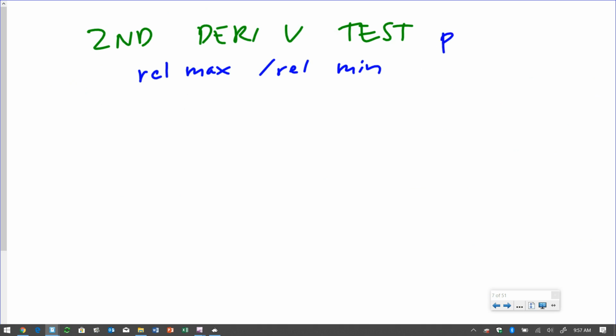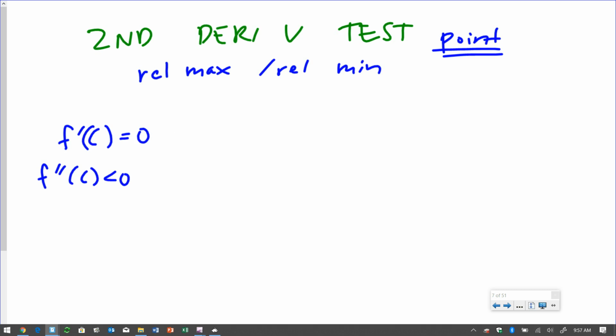This one, though, happens at a point. So this one you actually have to find a C value. What do I mean? When f prime at that point is equal to 0, and when f double prime at that point is less than 0, use what God gave you. F double prime less than 0 means concave down. So guys, do I have a relative max or a relative min? Relative max at that point. So this would be a relative max at x equals c.